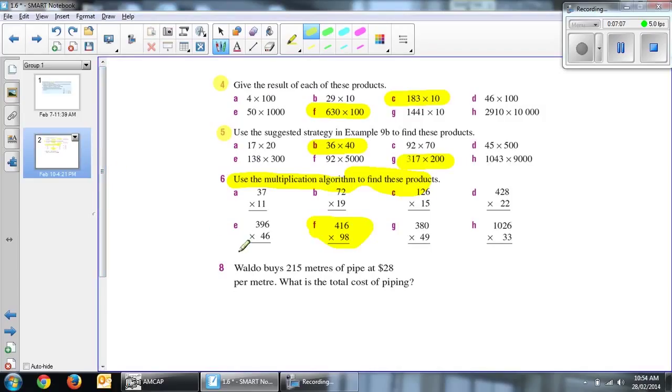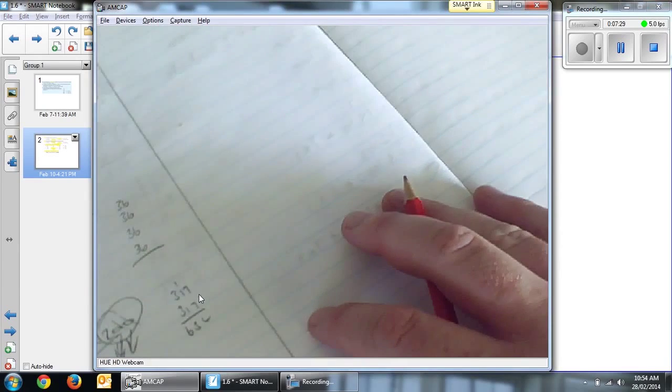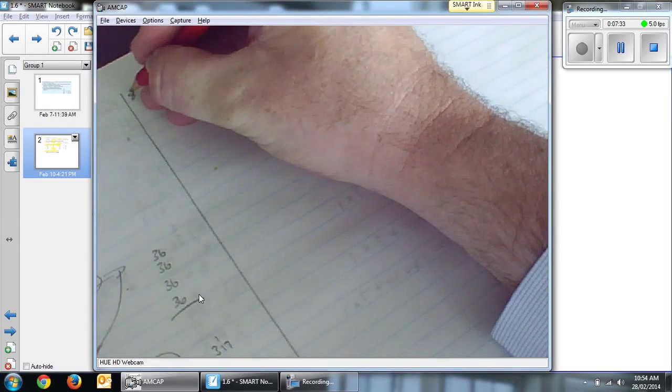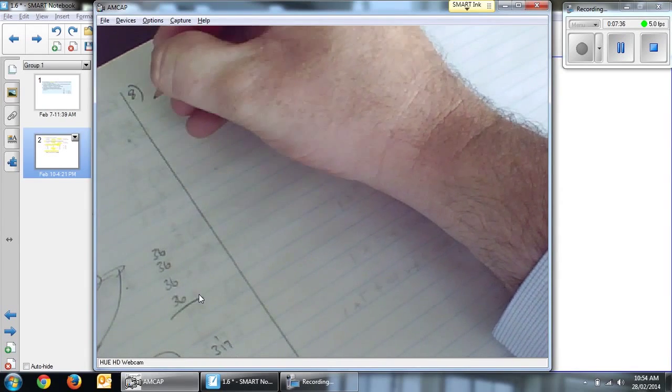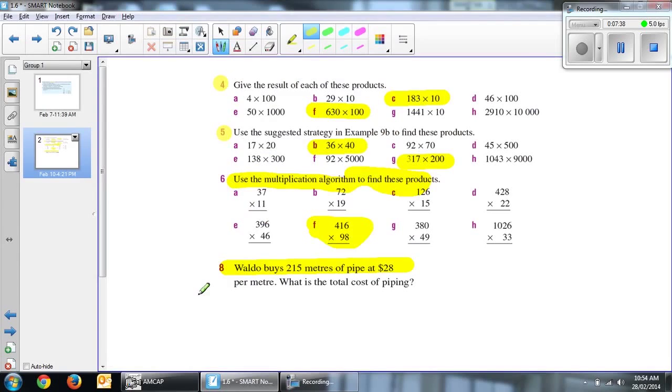And let's finally have a look at a problem solving one. So Waldo buys 215 metres of pipe at $28 per metre. What is the total cost? So we need to work out the total cost of 215 metres if it costs $28 per metre. So all we do here for this one, it's question 8, 215 times 28.